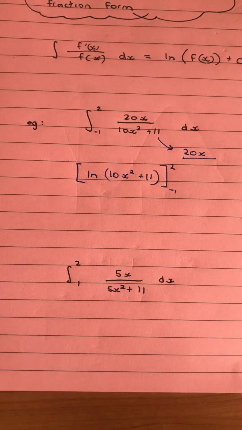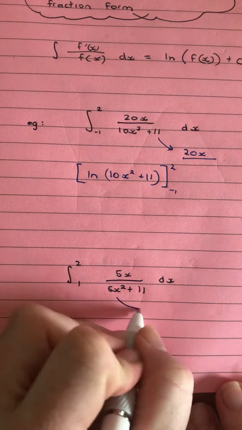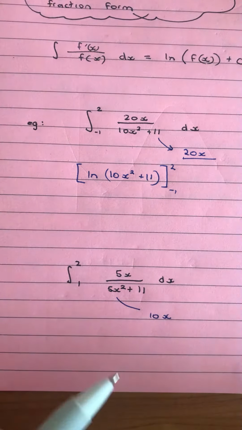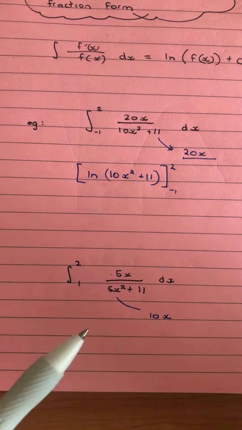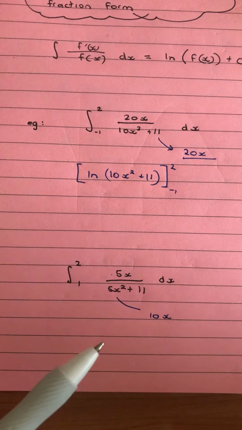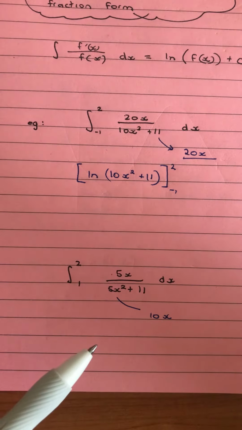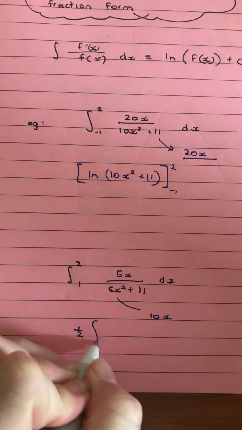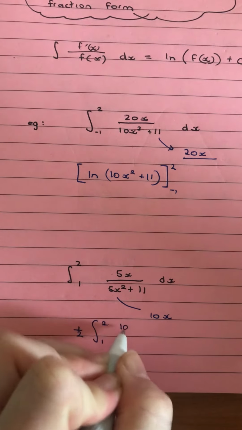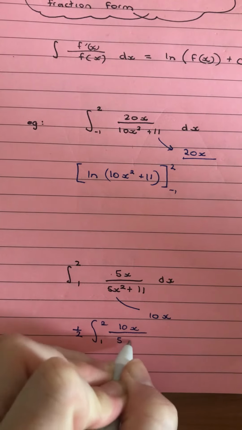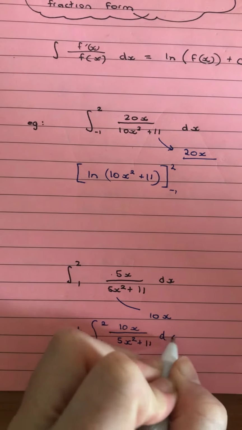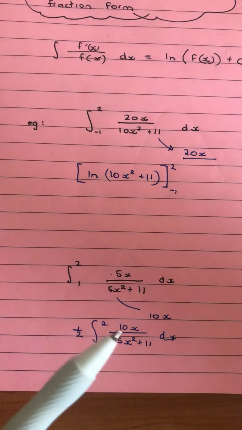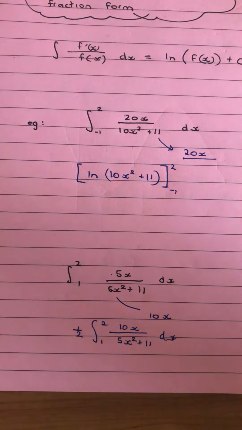The second one, a little bit different because our derivative of the 5x squared is 10x. Now we don't have 10x on the top, we've got 5x. So what we've got is half of that. So what we can do is put a half out the front of the integral sign and then put the 10x on the top, and we now have the function, like the derivative on top of the original function format that we want.